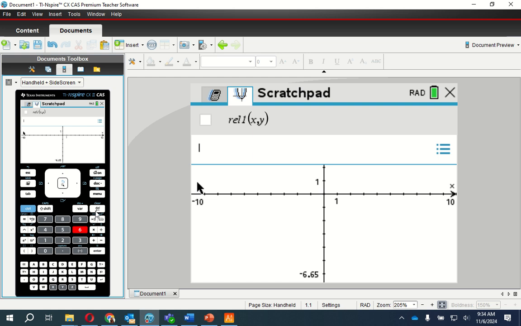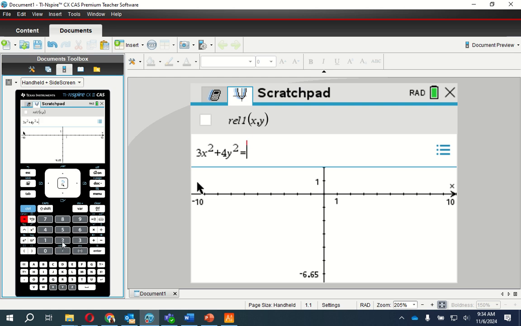And what was the problem in the first place? So like 3x? 3x squared. Okay, so 3x squared plus 4y squared equals 2x. There we go.